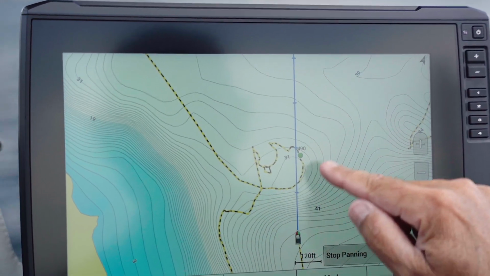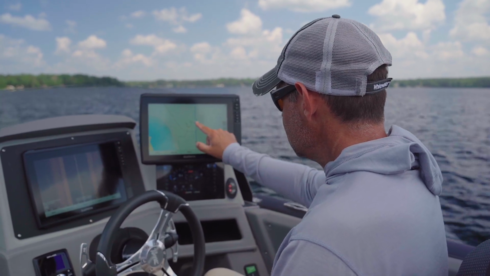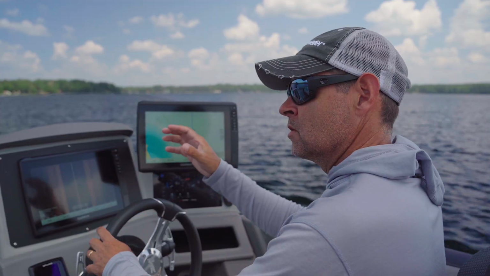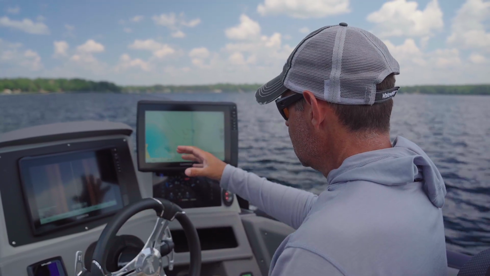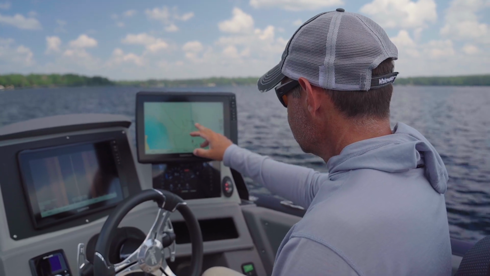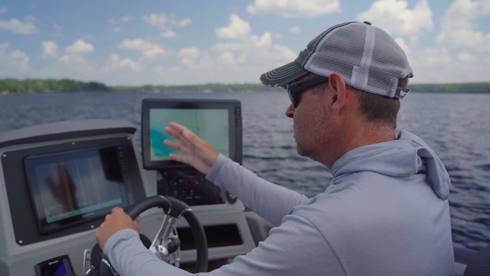Now, if it's just gravel bottom, that's fine as well, but we usually look right around the very tip or where the transition is, where the gravel meets the mud. That's where you're going to find those schools midsummer. So we'll look at this little finger here, and this is what it's going to look like on side imaging as we go across it.